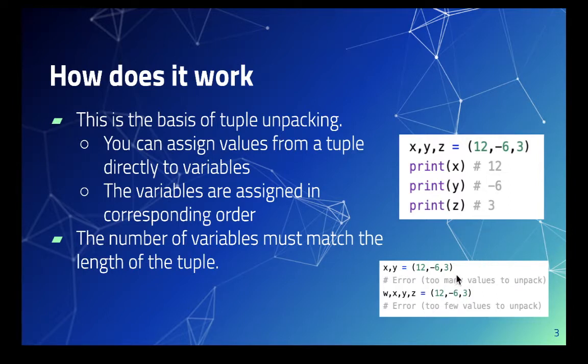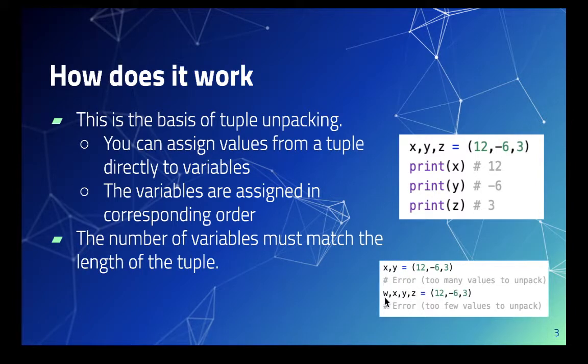But an issue with this is, what happens if the number of variables does not match the length of the tuple? For example, in this image, x, y is equal to the tuple 12, -6, and 3. Python will attempt to unpack this tuple. The 12 will go to x, the -6 will go to y, but the 3 has no variable to go to. And so Python will give you an error saying something along the lines of there are too many values to unpack, because there are too many values compared to variables.